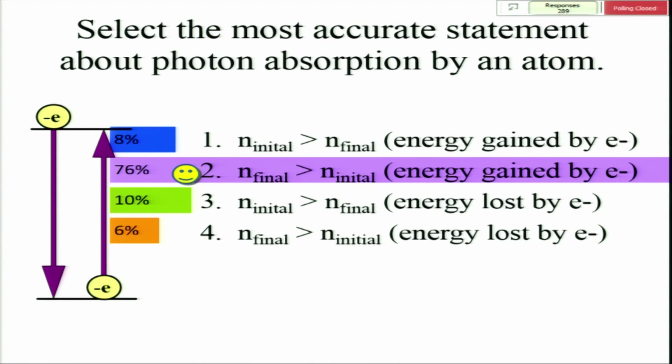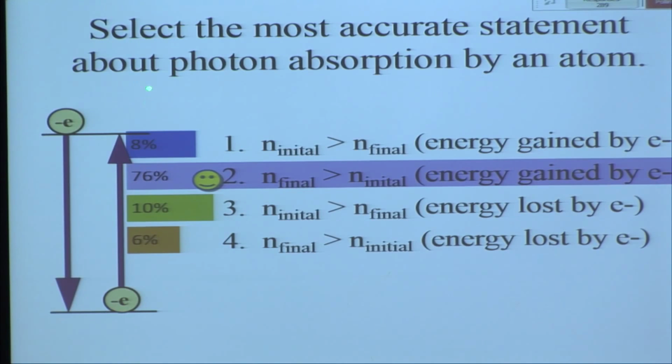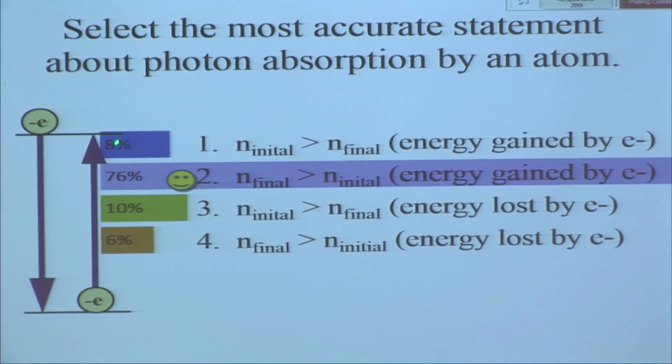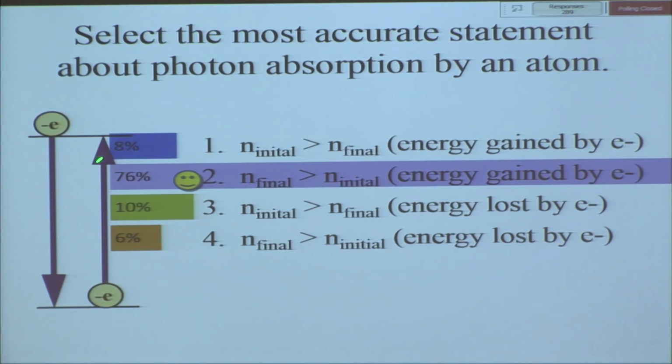So now we're talking about a different process. We were talking before about electrons starting in a higher energy level and going lower. But with photon absorption, we're going the other direction. We're going from a lower state. They're absorbing energy and being excited. So we have a final state that is higher, and the energy is gained in this process. So it's being excited.